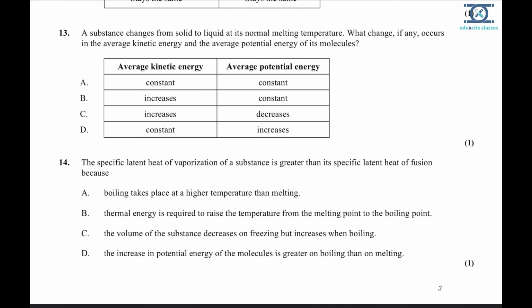Now similarly, question number 13 is again of a similar type. It is asking you the same. When a substance changes from solid to liquid at normal melting temperature, how do the average kinetic energy and the average potential energy of the molecules differ? So again, there is a change in phase. So the average kinetic energy will be constant. So B and C are incorrect options, and the potential energy will increase, option D.